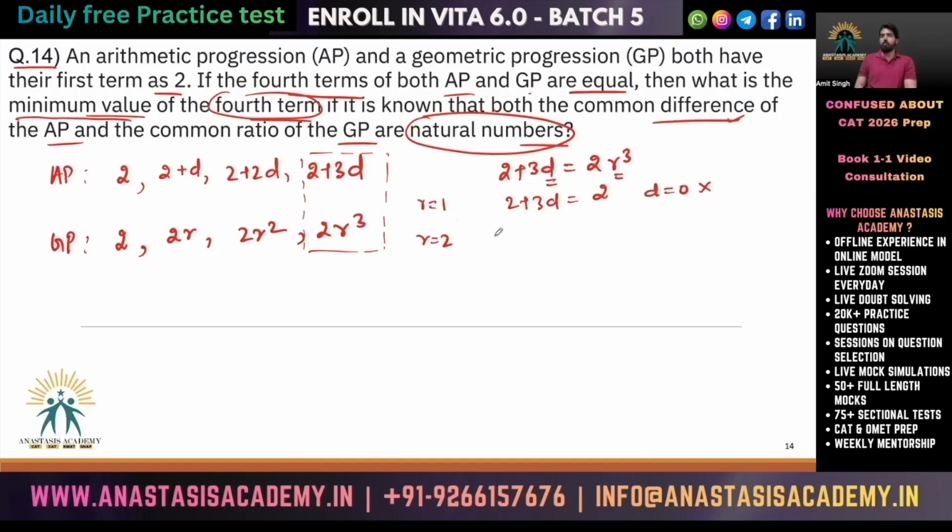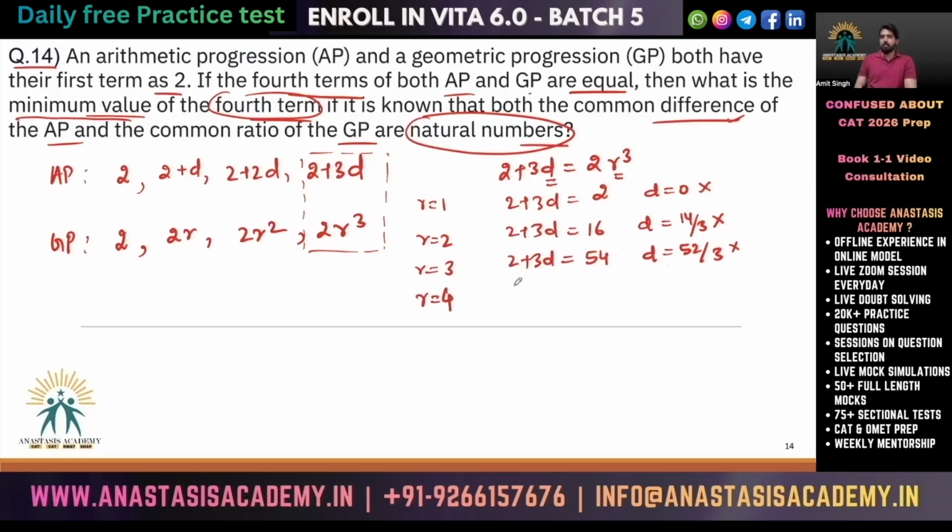Let's put R equal to 2 now. So I get 2 plus 3D as 8 into 2, which is 16. So I get D as 14 by 3, which is a fractional value and not a natural number. It is also not possible. Let's take R equal to 3. So I get 2 plus 3D as 27 into 2, which is 54. I get D as 52 by 3. Again, this is not an integer, right? Not a natural number. So this is also not true.